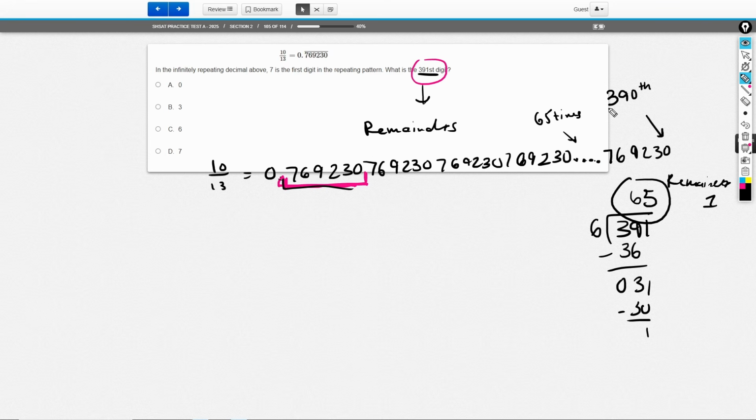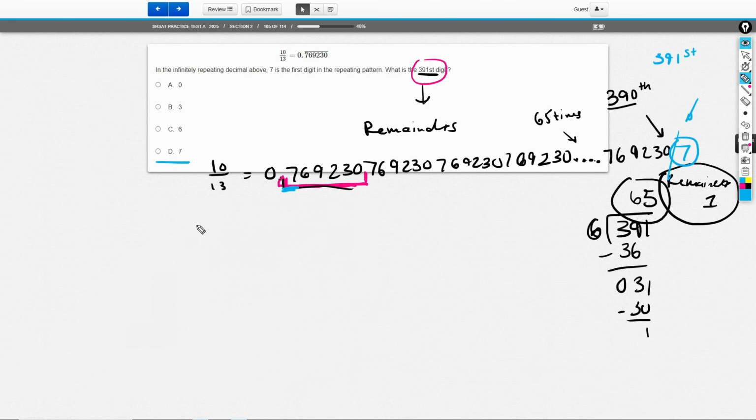Now, why did I write the 390th digit? Because technically this 6-digit pattern doesn't fit perfectly into 391. So you have one number left over. Instead of repeating another time, it's only going to run over by one number. So at the end of a sequence, the sequence has to start, and the sequence starts with a 7. So the 391st number has to be a 7, which is choice D.